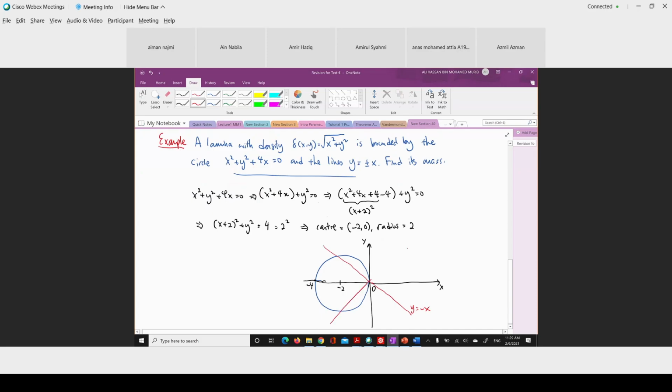y equal to x. So where is the region of the lamina, bounded by this circle and the two lines? The big part. It must be this big one. So this is the region R of the lamina.